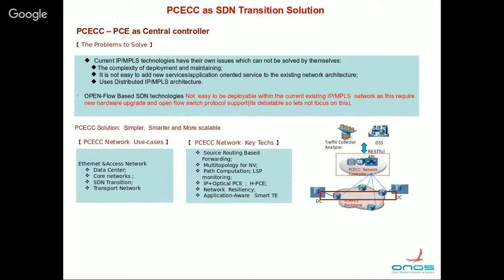And also the current architecture is the distributed IP or MPLS architecture. We all know the difficulties we have when we go for a distributed architecture in the network. Okay, so these are the current problems we want to solve.